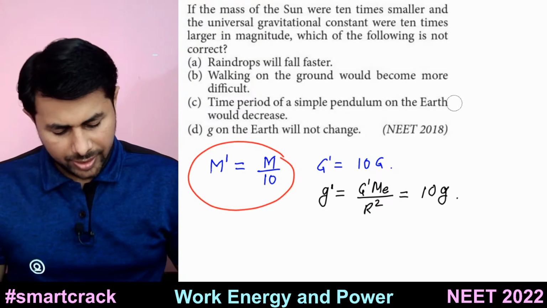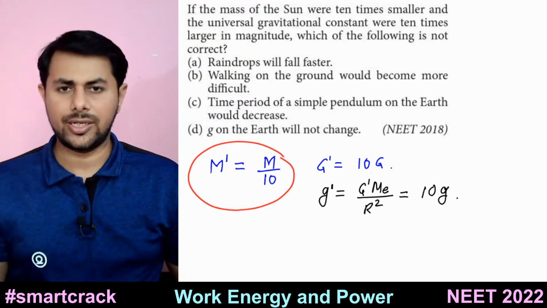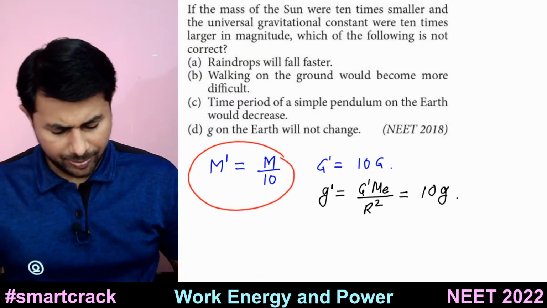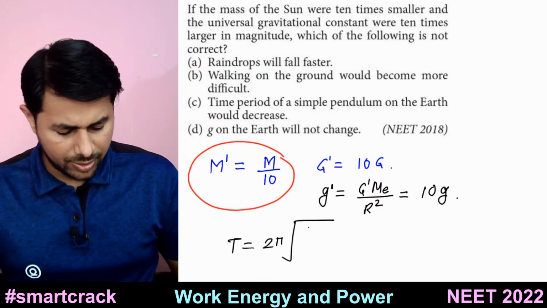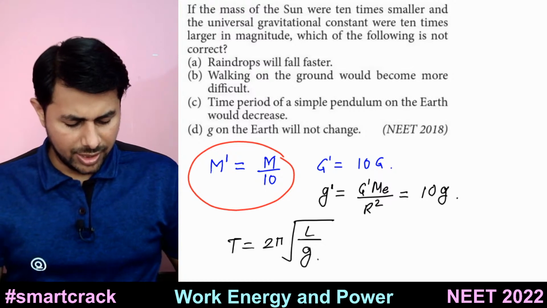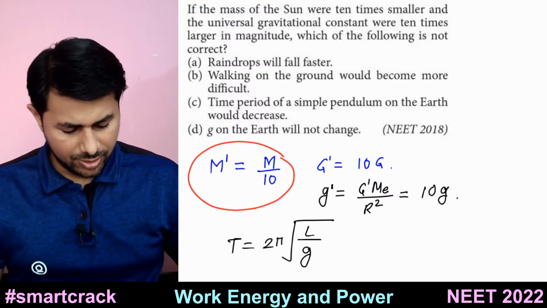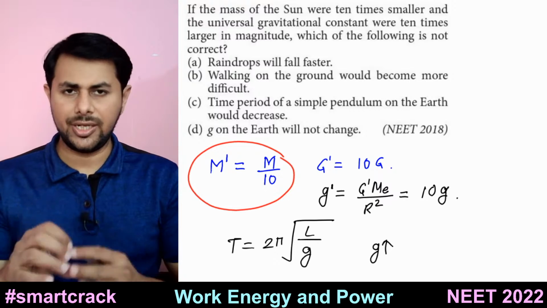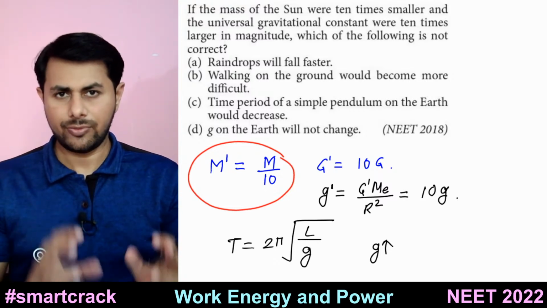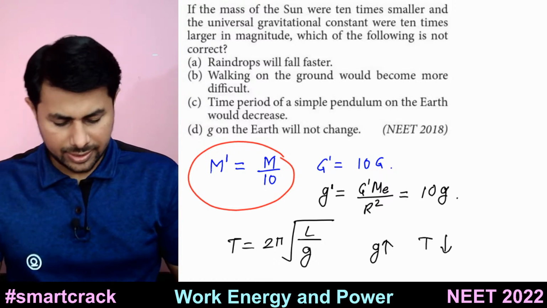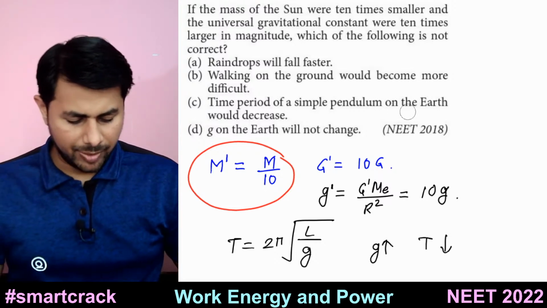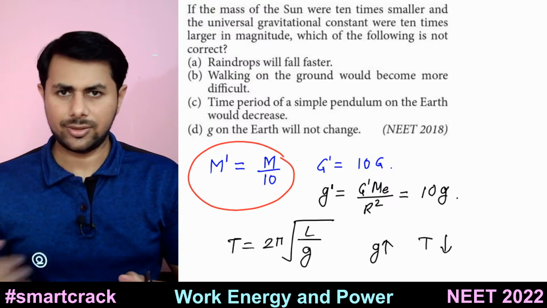Then, the time period of a pendulum on earth would decrease. The time period of a pendulum is given by this formula, T equals 2 pi square root of L upon g. So if g increases, because T is inversely proportional to the square root of g, then T will go down, and it is true. So the time period of a simple pendulum on earth would decrease. This is also correct.